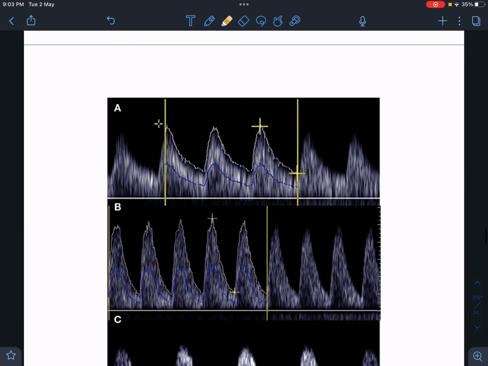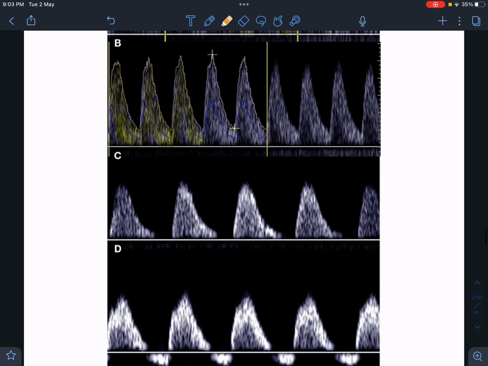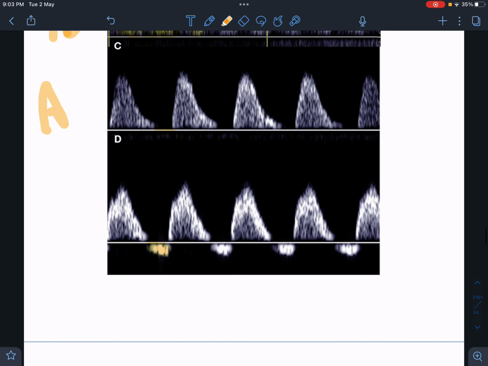Now this is what you're seeing. This is your umbilical artery Doppler. See how this is systolic, and this is diastolic, systolic, diastolic, systolic, diastolic. Systolic rises, diastolic falls. This is the S by D ratio increased. Here it is absent, and here, see, this is reversed, reversed diastolic flow.